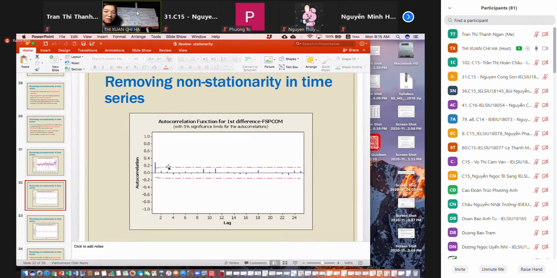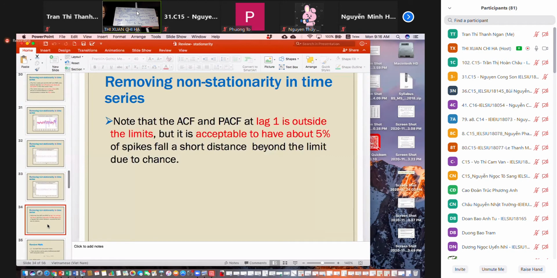And after you take the first difference, you look at the ACF, just only one is outside of the 5% limit. See, just like one. So it's satisfied. If you look at the partial autocorrelation, just only one is outside of the limit. It's satisfied the 5% significance limits. So, okay.